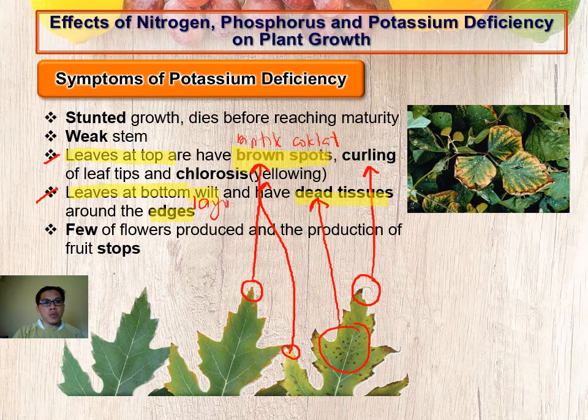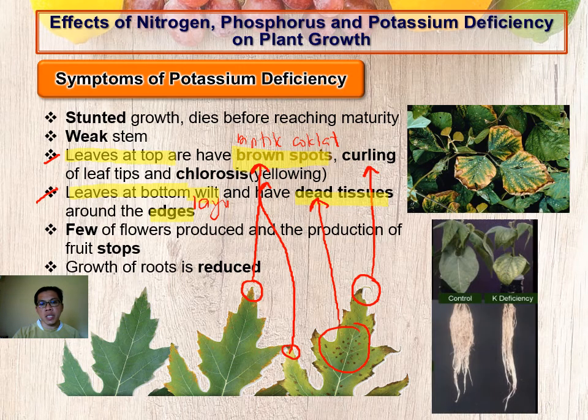Few flowers produced and the production of fruit stops. Jika pokok tersebut ada fruits, maka penghasilan buah akan terhenti dan hanya beberapa bunga sahaja yang akan terhasil. Growth of fruits is reduced. Pertumbuhan akar dia sangat sedikit. You can see here, this is the normal plant. Inilah pokok yang normal. And this is kalium ataupun potassium deficiency. Nampak? Dia punya akar dia sangat tidak sihat.